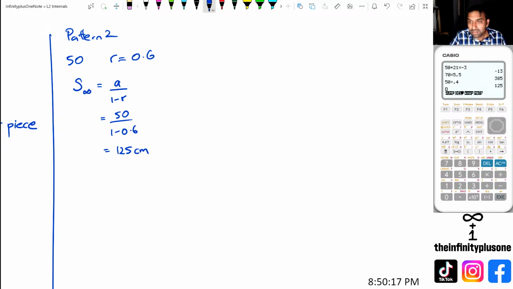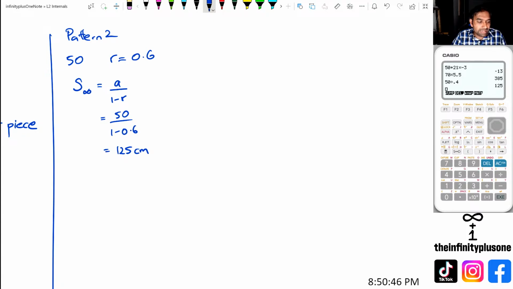125 centimeters. Now, what this means is that when we do sum of infinity, we are reducing that ribbon by 40% every single time. And as we reduce it, it just keeps getting smaller and smaller, and that's why we have to use sum of infinity. So with this particular ratio, we are only using 125 centimeters.